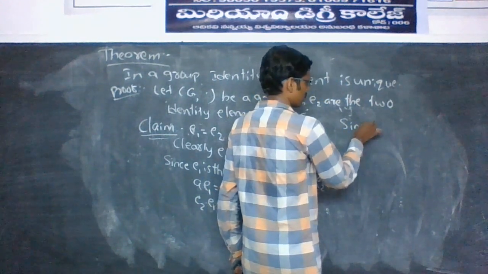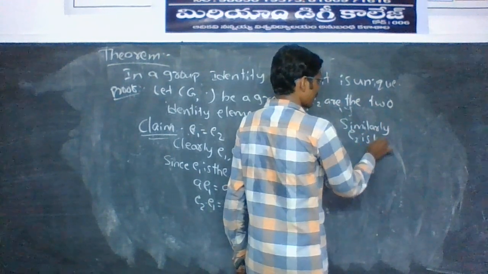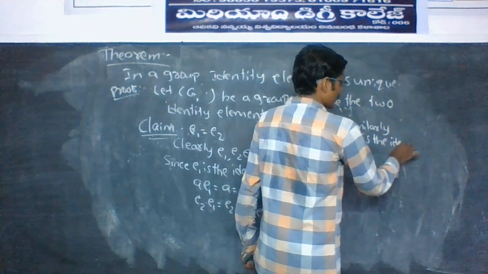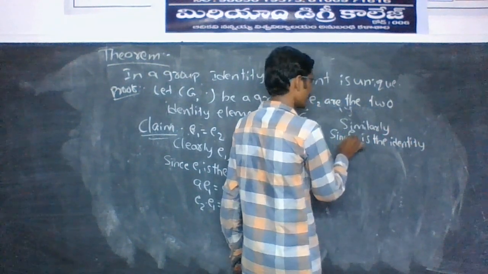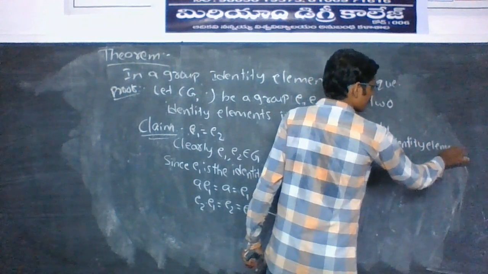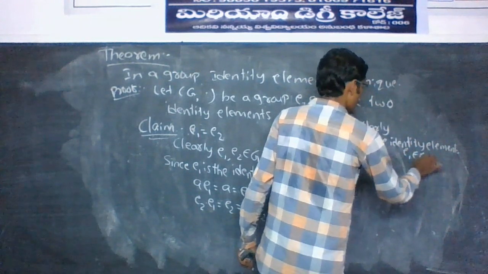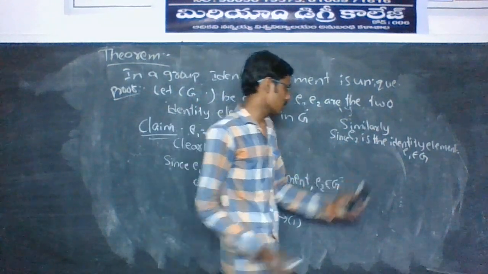Similarly, since E2 is the identity element, E1 belongs to Z.